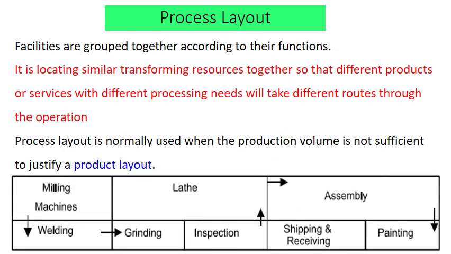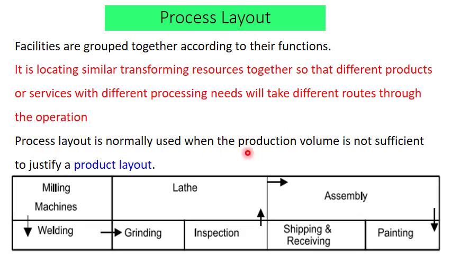Facilities are grouped together according to their functions. We already said it is locating similar transforming resources together so that different products or services with different processing needs will take different routes through the operations. This picture clearly shows what this sentence talks about. It is locating similar transforming resources together so that different products or services can be achieved from similar transforming resources.